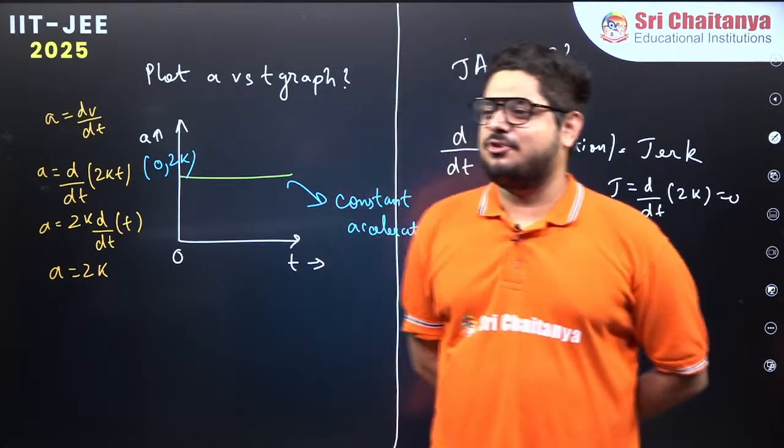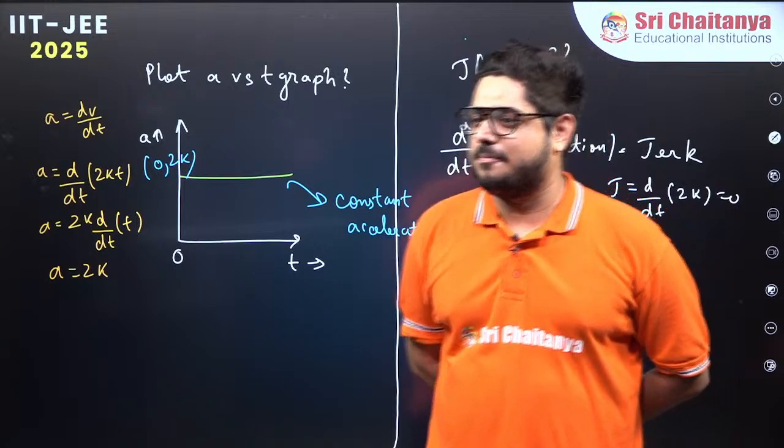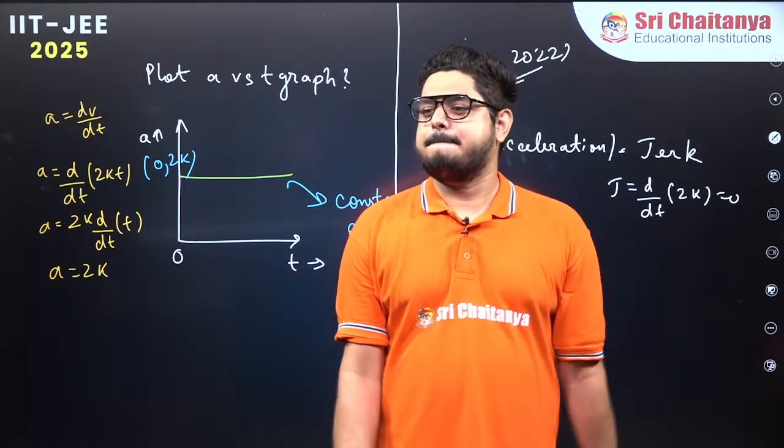Yes, so if it's a straight line to the origin in the acceleration time graph, yes, exactly, the slope. You are right, Grishmant Paturi.